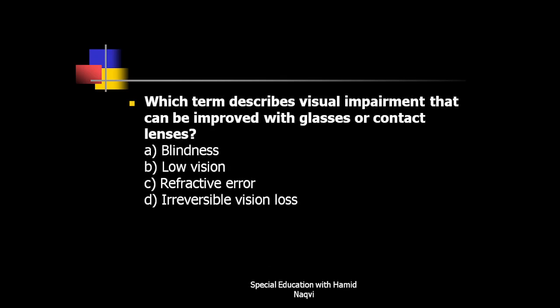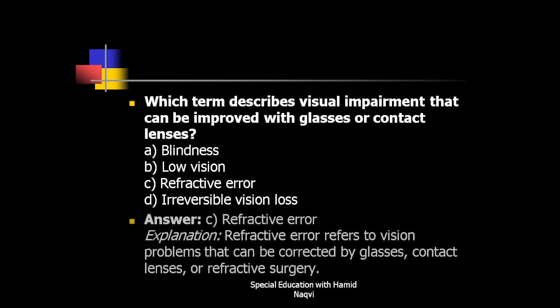Which term describes visual impairment that cannot be improved with glasses or contact lens? Blindness, low vision, refractive error, or irreversible vision loss. Refractive error. Refractive error refers to vision problems that can be corrected by glasses, contact lens, or refractive surgery.